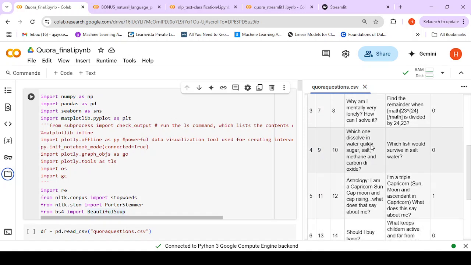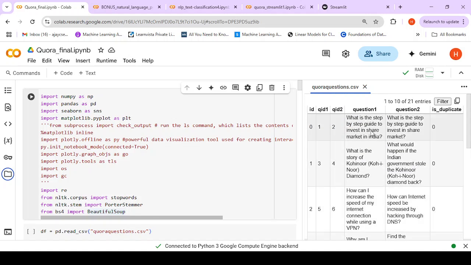Like for example, which one dissolves in water quickly: sugar, salt, methane and carbon dioxide? Which fish would survive in salt water? Now these two questions are not similar, so it is a 0. Rightly, this question is not seen as similar because it talks about India here, while here it does not talk about India in general. So this is taken as not a duplicate question.